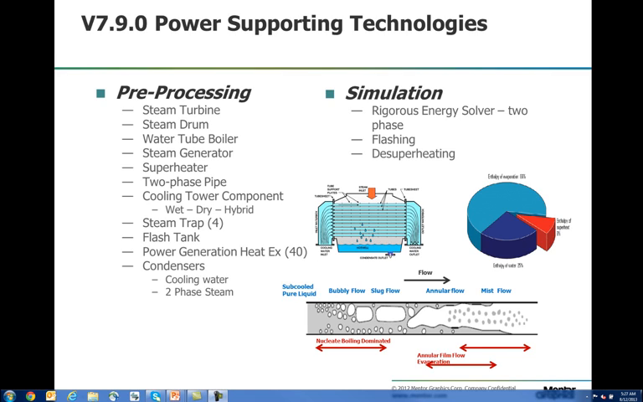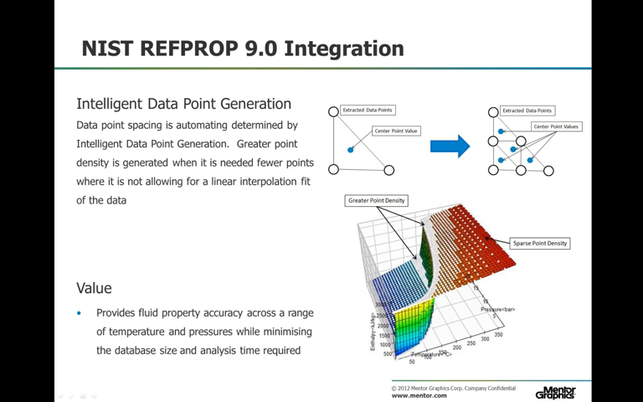This new energy solver and required framework was developed and implemented at version 7.8. From this baseline, the two-phase flow simulation has been developed. Additionally, more accurate fluid property data was required for two-phase flow simulation. With this in mind, we've integrated NIST RefProp 9.0 fluid properties database into Flowmaster.